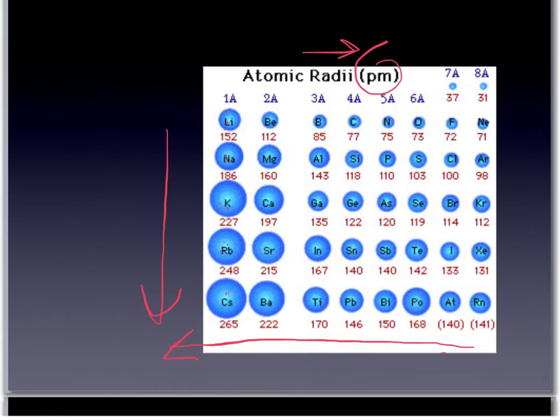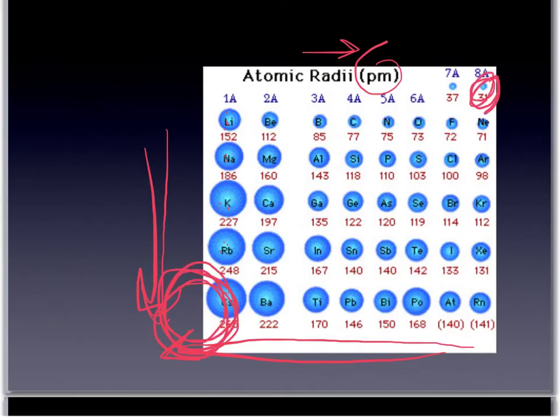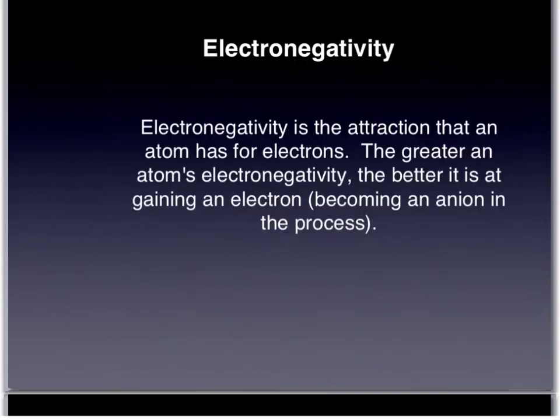I like looking at it this way because it's a clear indication that the atoms in this corner of the periodic table are bigger than the atoms in this corner of the periodic table. So that's the trend for atomic radius, going down a group and across a period.